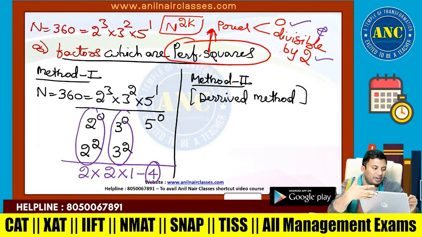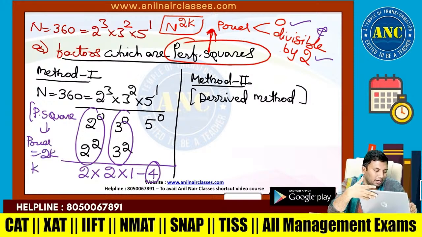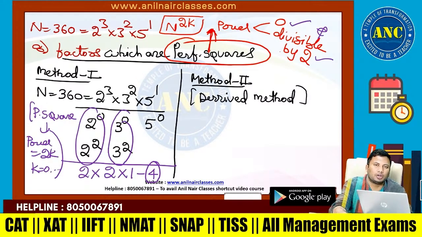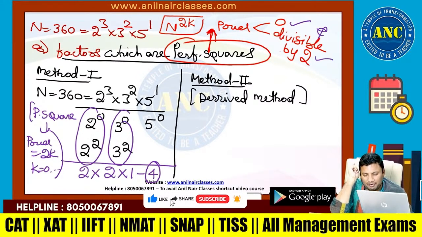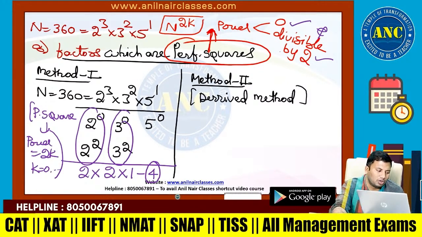Factors which are perfect squares. A perfect square means the power should be of the form 2k, where k can start from 0 onwards. 1 is a perfect square: 2 power 0, 2 power 2. Why are we not taking 2 power 1? Because 2 is not a perfect square. A perfect square means the power should be divisible by 2, or 0.